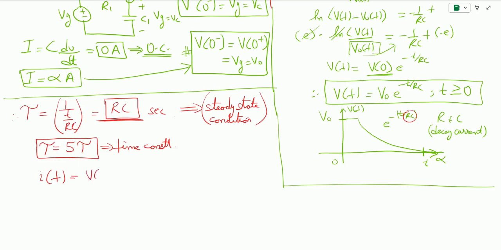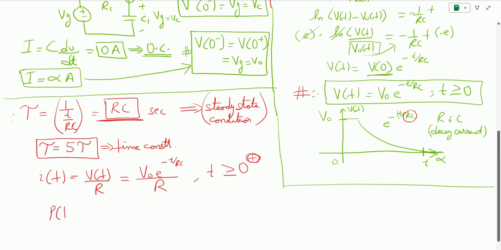So i is equal to v(t) by R. We all know what v(t) is, so it is going to be V naught e raised to power minus t by RC, divided by R. Again, this is for t greater than or equal to 0 plus. Having a plus sign here means that we are only considering the condition when the switch has been changed from point A to point B. If the switch was at point A, then this condition is not going to be valid, because the sudden jump will create an infinite current.